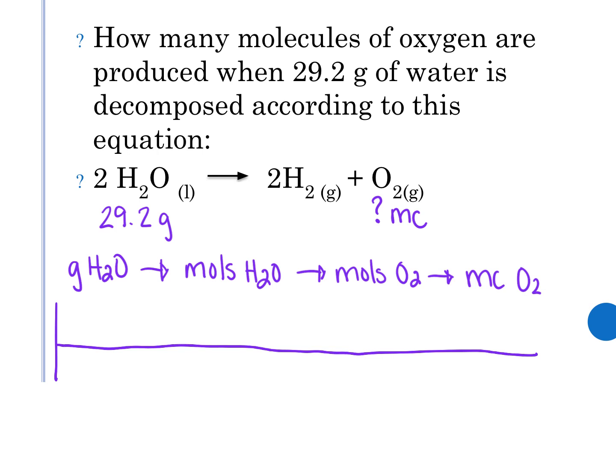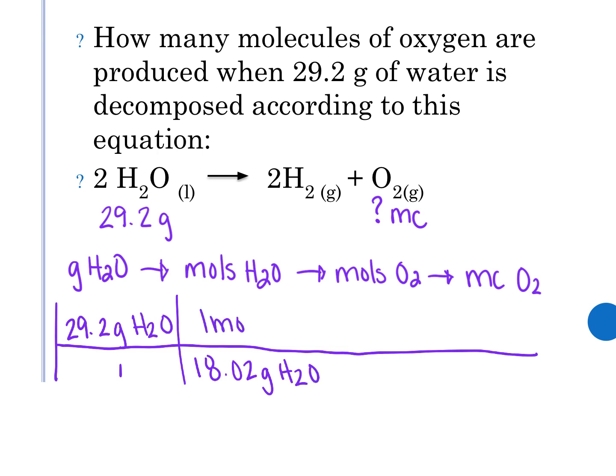Okay, so what number do you start with? So 29. You're going to start with 29.2 grams of water. And you have to get to moles. So how do you get from grams to moles? Okay, molar mass. Who has water's molar mass memorized by now? Good, 18.02. If you don't have it memorized, where could you find it? Periodic table. So there's 18.02 grams of water for every 1 mole of water. So grams have to cancel.